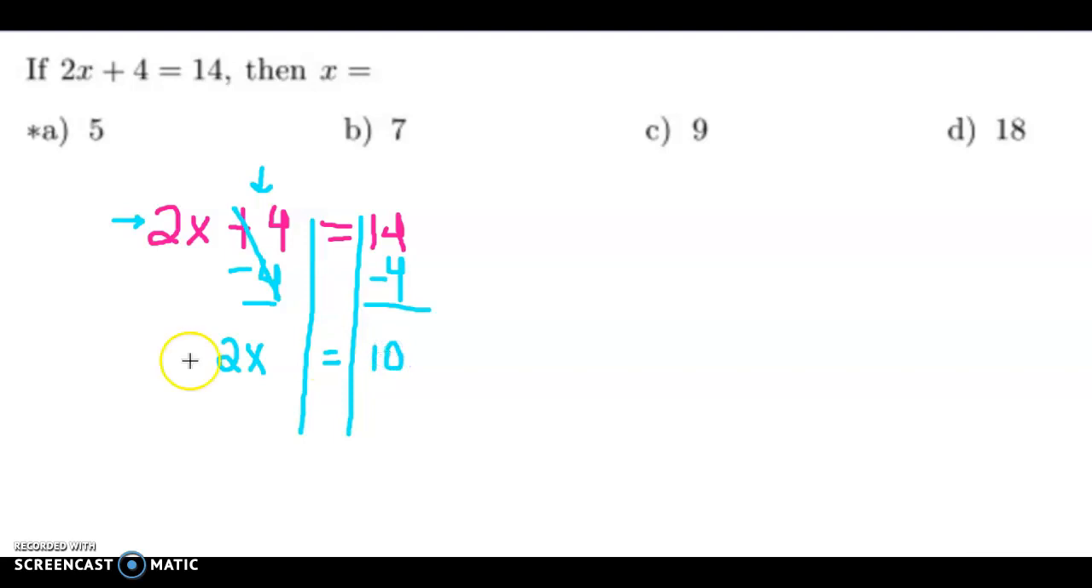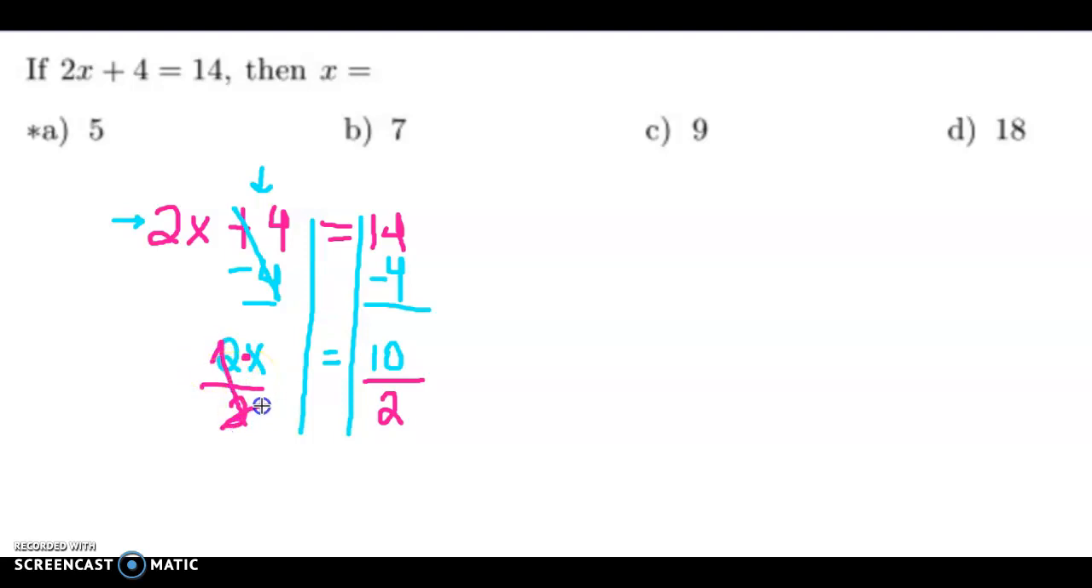Now I have a simple one-step equation that you've done before. I ask myself, how is the 2 attached to the x? If there's nothing in between the 2, then we have to remember it's always multiplication. The opposite of multiplication is division. So I'm going to show division with a fraction bar. And I'm always going to divide by the number or the coefficient that is in front of the variable. So in this situation, it's a 2.